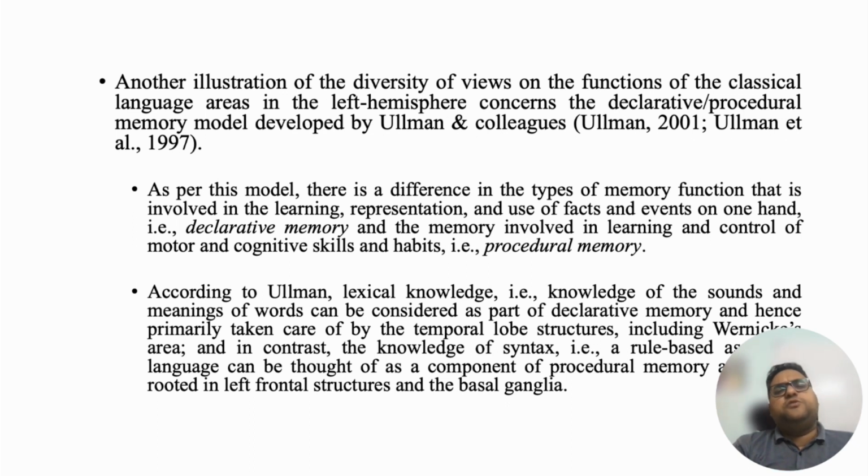Another interesting illustration of the diversity of views on the functions of the classical language areas, Broca's, Wernicke's, and the arcuate fasciculus, in the left hemisphere concerns the divide between declarative and procedural memory, which was developed by Ullman and colleagues. As per this model, there is a difference in the types of memory function involved in the learning, representation, and use of facts and events on one hand, that is declarative memory, and the memory involved in learning and control of motor and cognitive skills and habits, that is procedural memory.